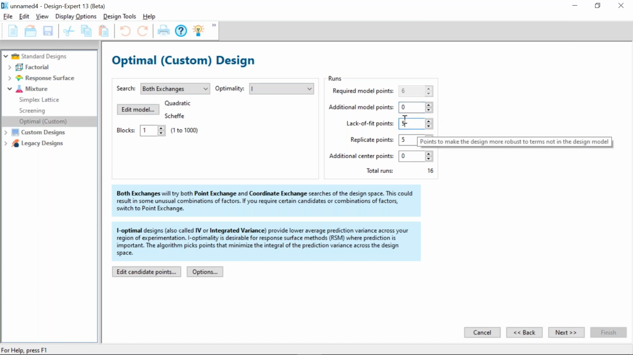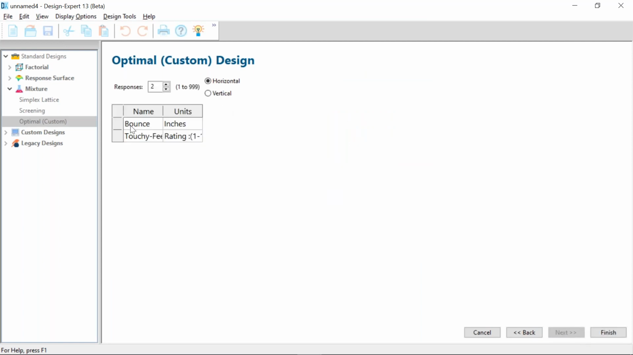And then it adds a further number of points to fill in the gaps, called check blends, based on a distance-based algorithm. And then it replicates a number of the ones that you've picked at this point to get a measure of pure error. So all of this is set up by default to make it really easy just to press ahead, then put your responses in.